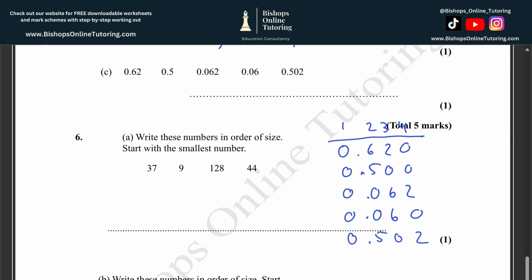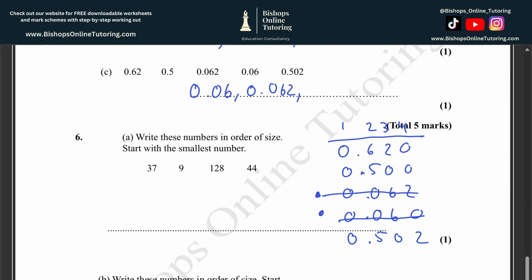In column number 2, we can see that we've got two numbers that have a 0, the others are a 6 and two 5s. So let's just pursue these ones. If we look at column number 3 for both of them, they both have a 6, and in column number 4, one has a 2, the other has a 0. So clearly 0.06 will be our smallest number, and 0.062 will be the next smallest.